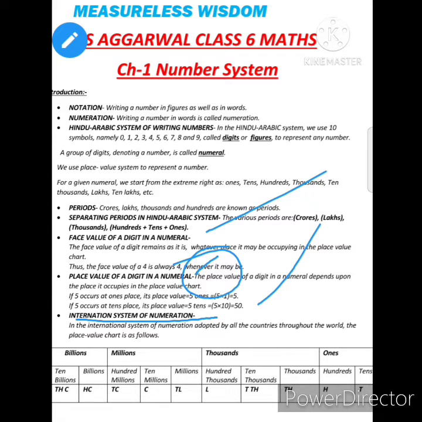That is why we have to learn it, because if we go to other countries, we must not be confused. In India the Hindu Arabic system is used, so you must learn it, and the international system will help you in future.